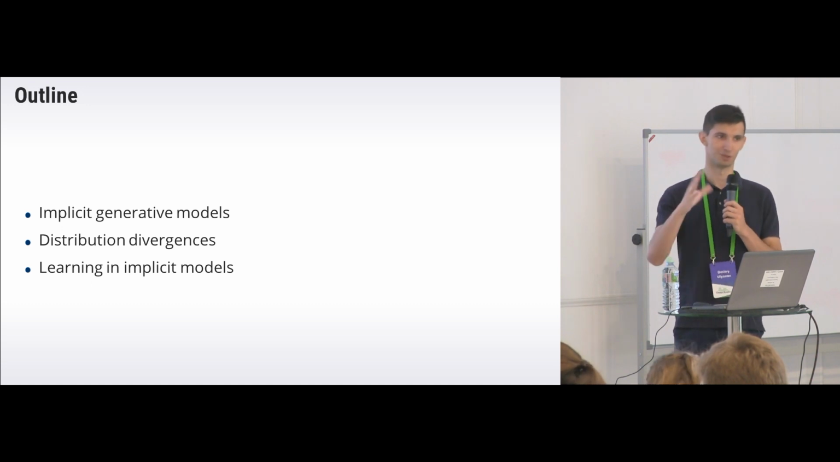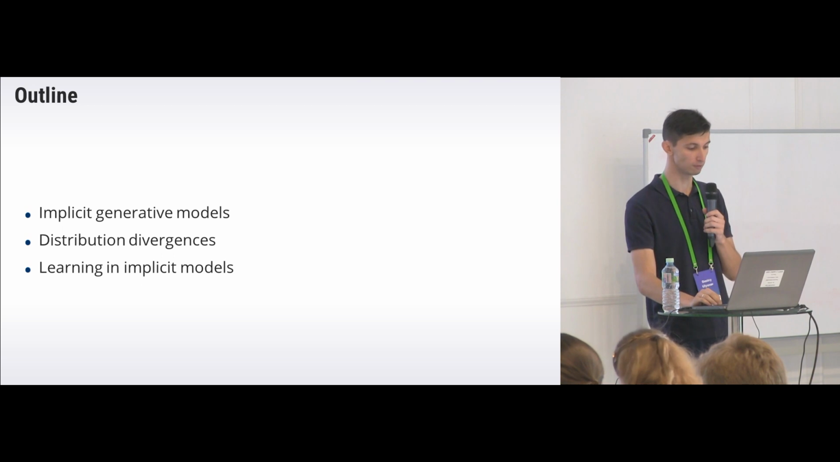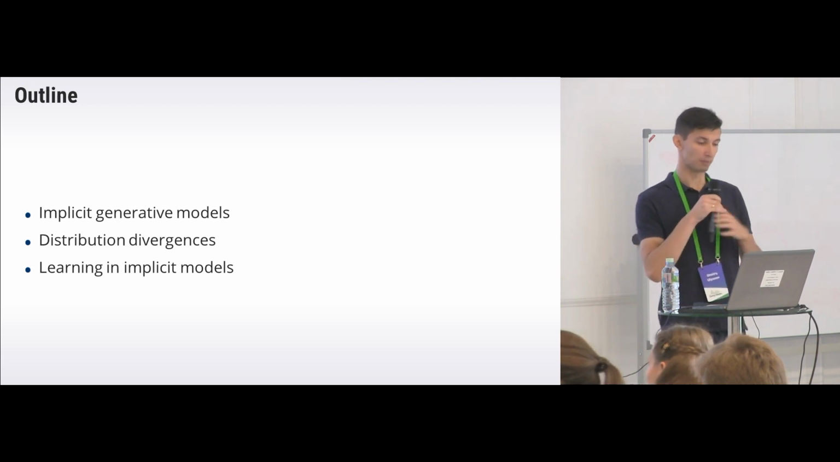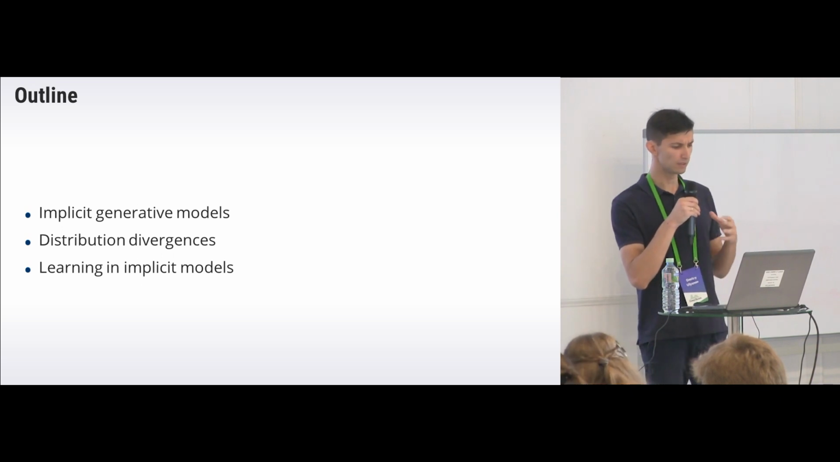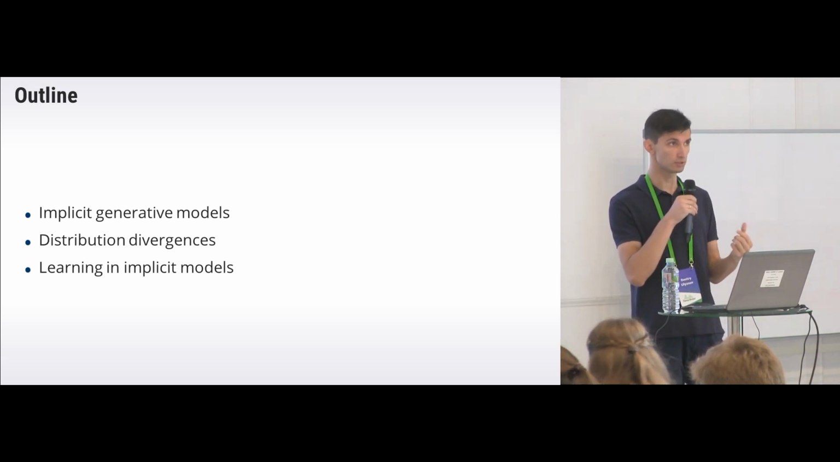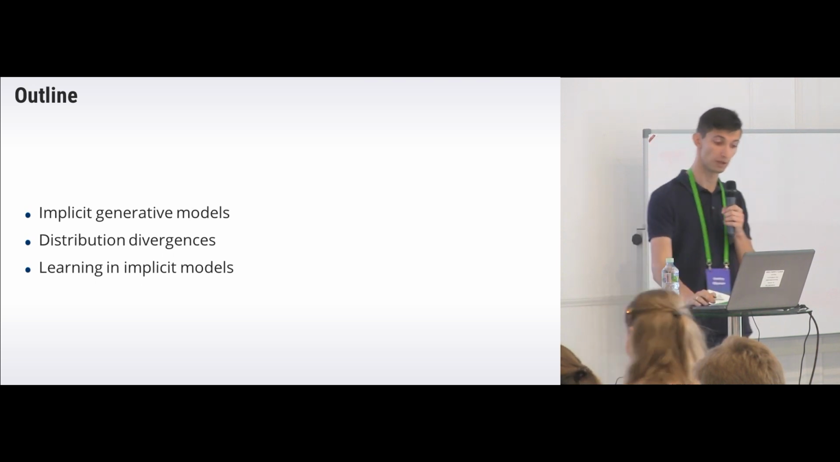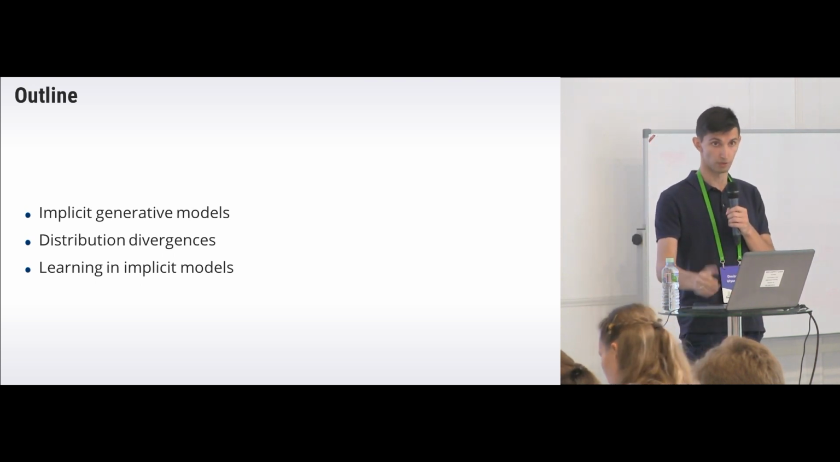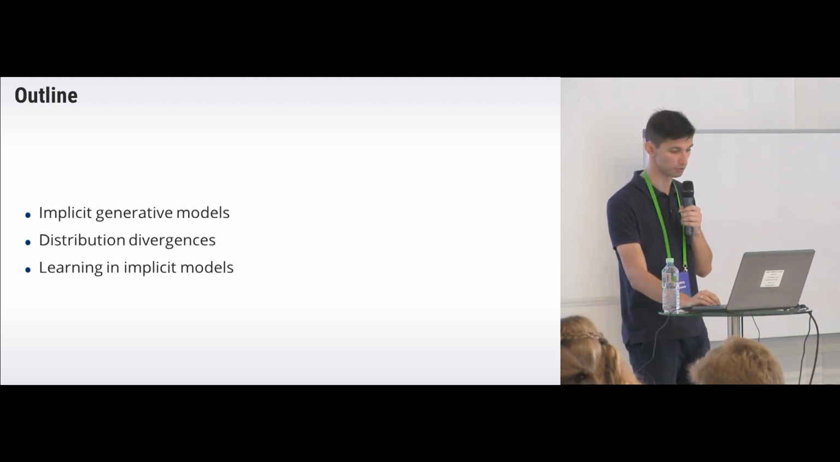At first I will do a brief introduction of a GAN, how you could make it up yourself. Then I will tell you what an implicit generative model is. Then we will talk about distribution divergences that we will need to derive more implicit generative models, and we will use these divergences to see how the learning is done in implicit models.